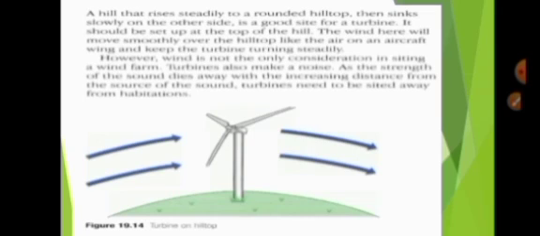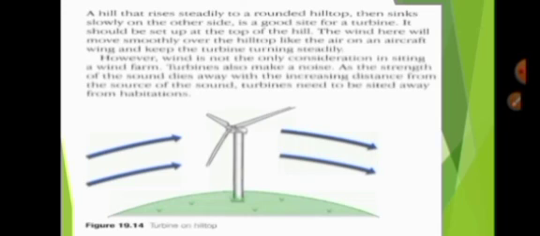A hill that rises steadily to a rounded hilltop, then sinks slowly on the other side, is a good site for a turbine. It should be set up at the top of the hill. The wind here will move smoothly over the hilltop, like the air on an aircraft wing, and keep the turbine turning steadily. However, wind is not the only consideration in setting up a wind farm.